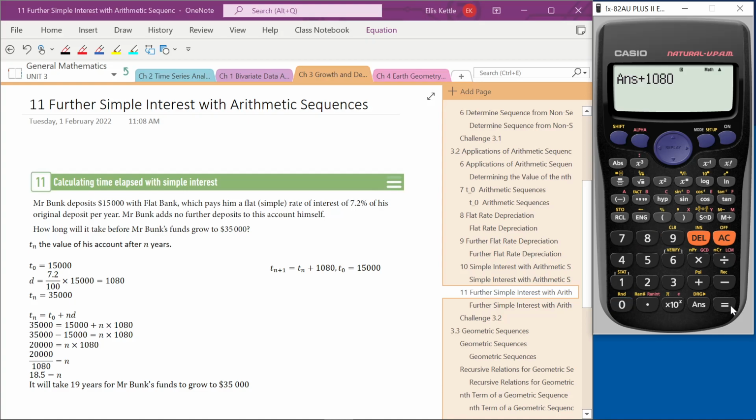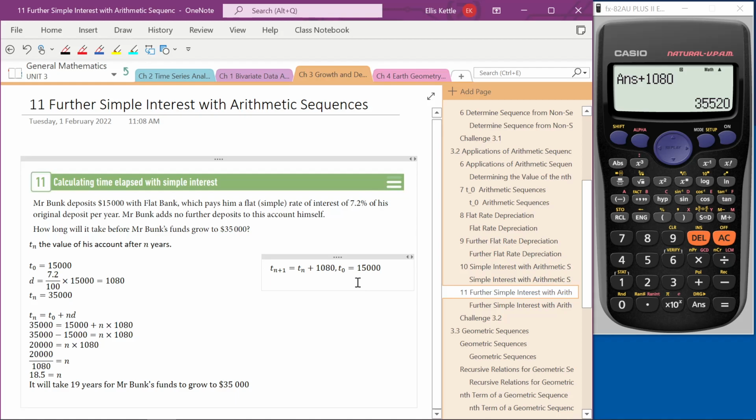And then we count 1 year, 2 years, 3 years, 4 years, 5 years, 6 years, still not over 35,000. 7 years, 8 years, 9 years, 10 years, 11 years, 12, 13, 14, 15, 16, 17 years, still not over. 18 years, still not over. 19 years it takes to work it out. If you were to do something like this though, you'd need to show some working out. And the working out you'd show is T naught, well we already know what T naught is equal to, 15,000.